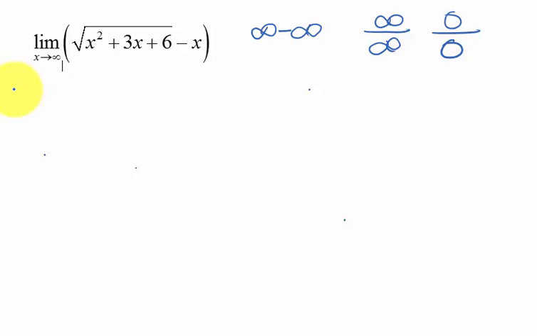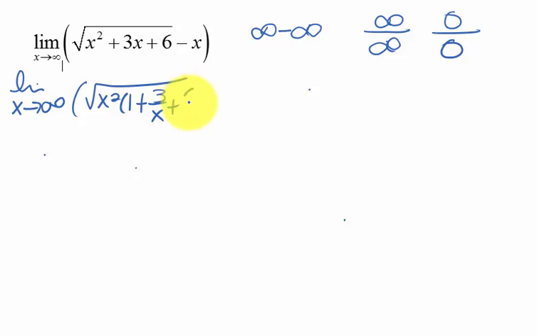use L'Hopital's rule. So the first thing we're going to do is take what's underneath the radical here, and factor an x squared out. That would leave 1 plus 3 over x plus 6 over x squared. That's still underneath the radical, and then minus x.